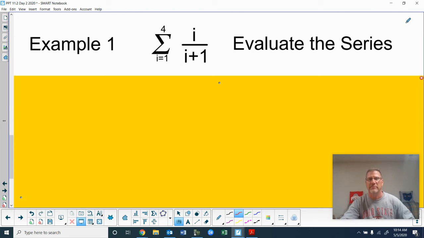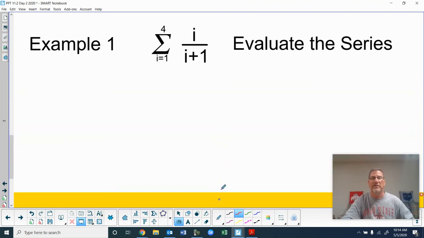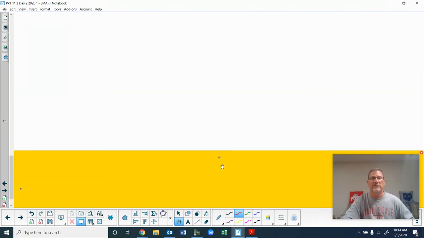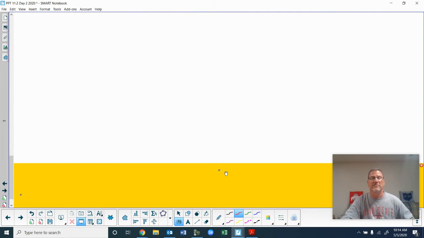That is awesome. Okay, so we're at example 1 here. We're evaluating the series. That means we're going to figure out, it looks like 4 terms here, first to the 4th term, we're going to find those 4 terms, and then we're going to add them up. That's what it means when you say evaluate the series. So let's move this down till we get to the next one.